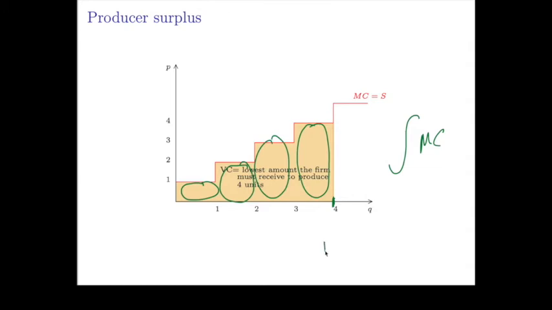But if you recall, the marginal cost is nothing but the derivative of the variable cost. So if we take the integral of the marginal cost with respect to quantity, we're taking the integral of the derivative of the variable cost with respect to quantity. Now if you take the integral of the derivative, you just get back the variable cost.